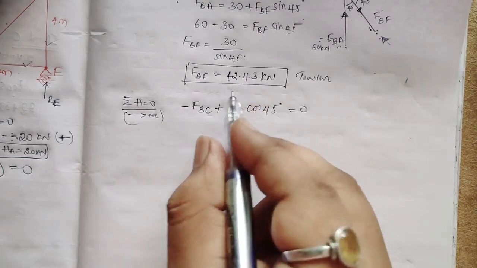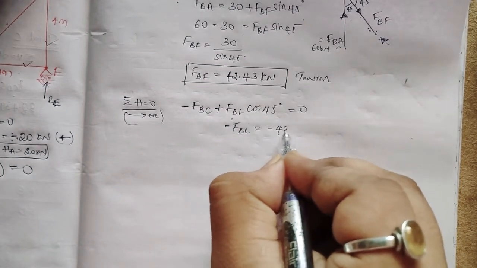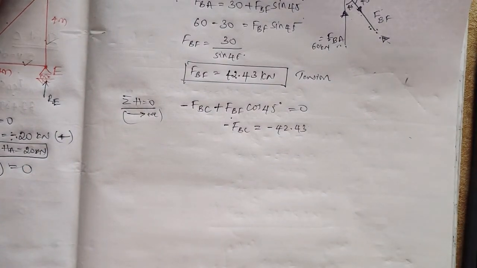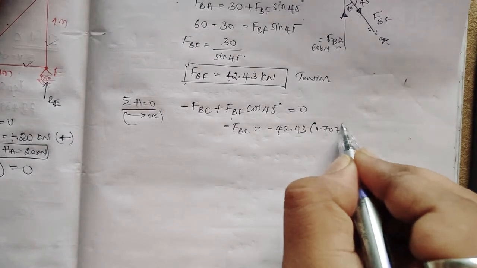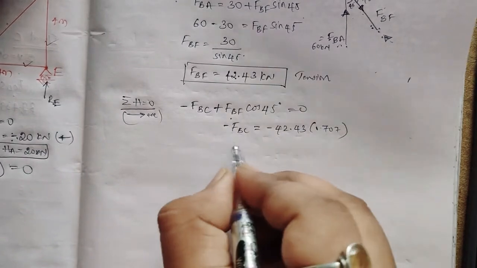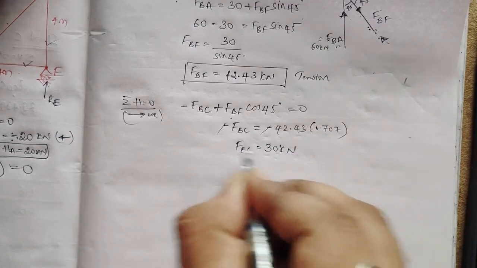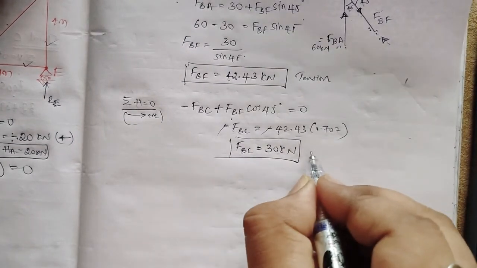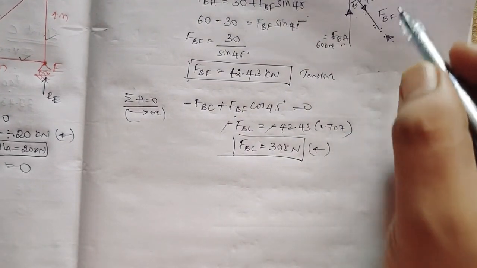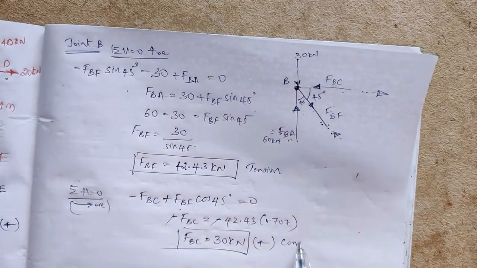So FBF I know now. Minus FBC is equal to minus 42.43 cos 45. Cos 45 is nothing but 0.707, into 42.43 will be 30 kilonewton. So FBC, this negative cancels, 30 kilonewton. It is also positive. Our assumption is correct, that is, it is in the left direction. At the other end it will be like this, so away from each other, compression member.